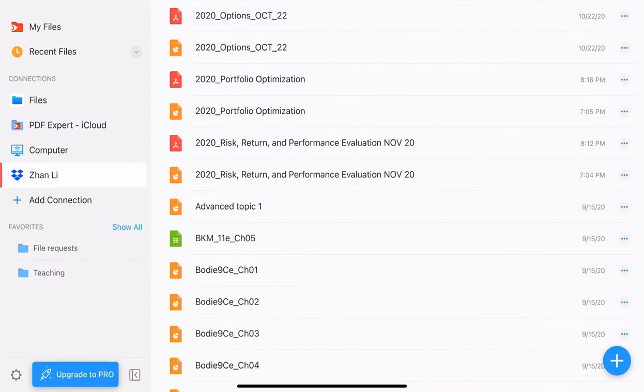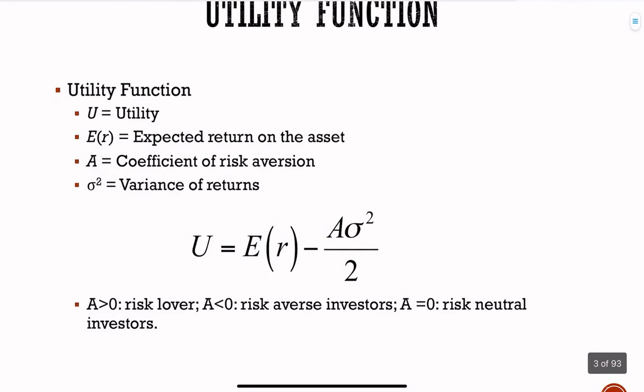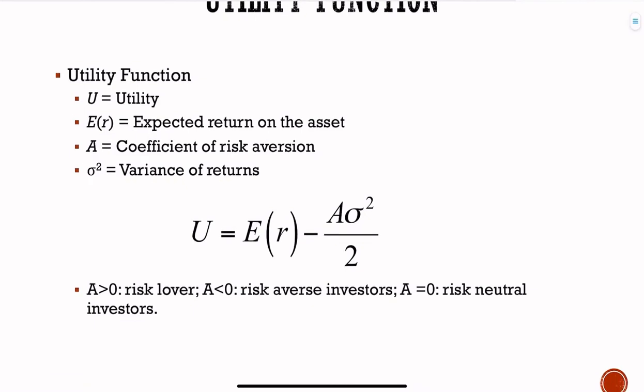Okay, so now let's see how we could define the utility function. It's actually a very simple function, at least in this chapter. So the utility function is defined by several components, right? First, we have this expected return. And what is A here? Well, A is the measure of risk aversion. Right?